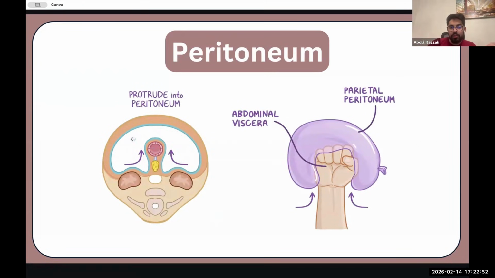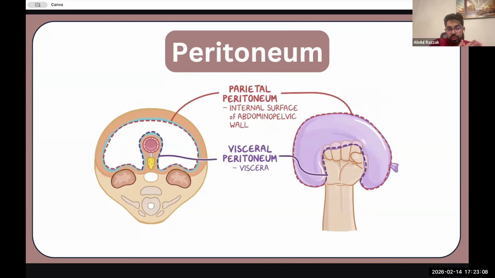While it is developing, the GI organs are pushing into it like a fist into a balloon. Just try it. Like inflate a balloon, push your fist into it, and then deflate it. It's gonna take the shape of your hand, tamam? And this is what the peritoneum does. It's gonna take the shape of the GI organs and cover them completely.